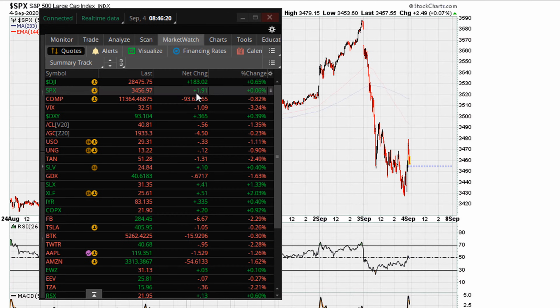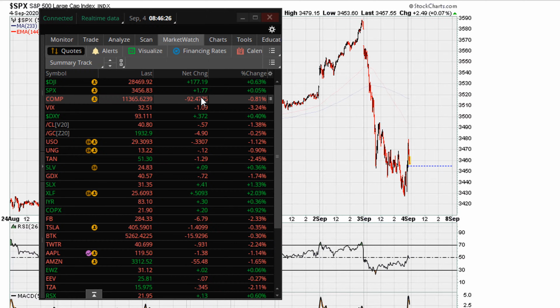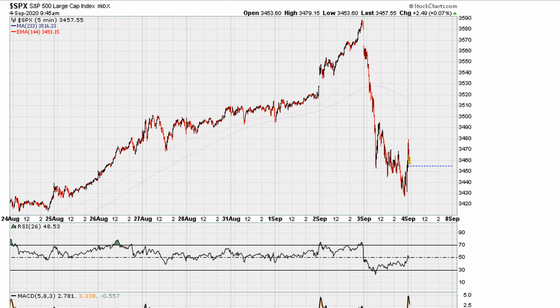Let's take a look at markets here. Markets opening higher. Market's been open for about 50 minutes, trading as high as 250 on the Dow, give or take. Let's take a look at the 5-minute short-term charts.